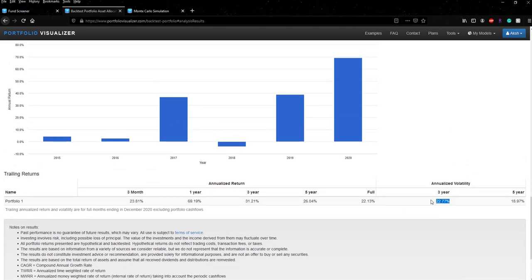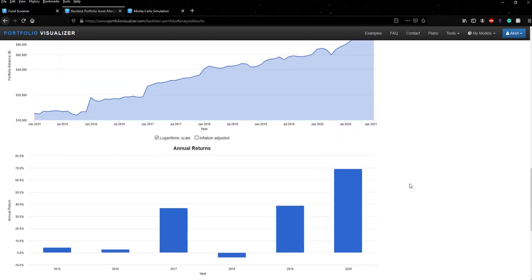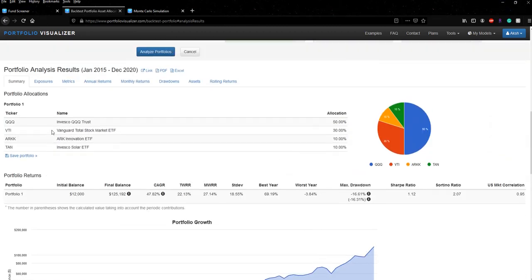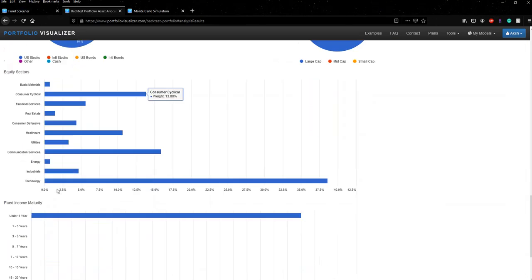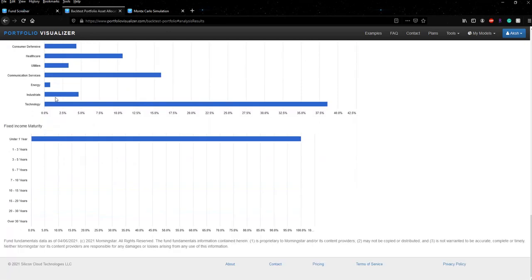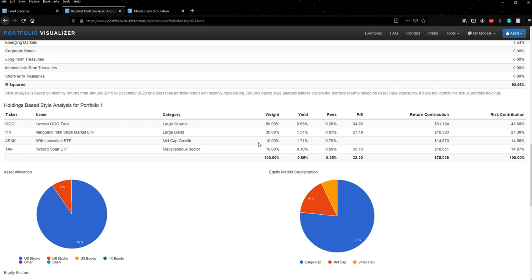So for 3 year you could see higher volatility, and the main reason being your exposure to tech itself here, which is heavy tech, and less of other equity sectors. You could see the fees ratio, yield, the PE ratio of the different ETFs itself, the return contribution towards the amount of money you invested, and the risk contribution.